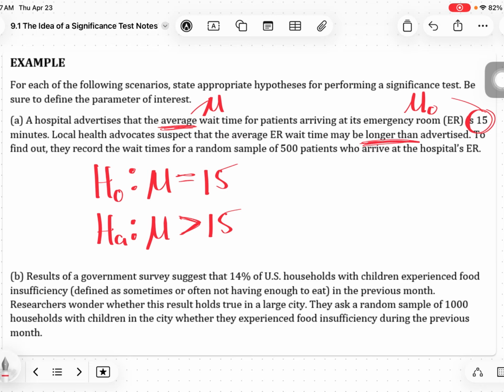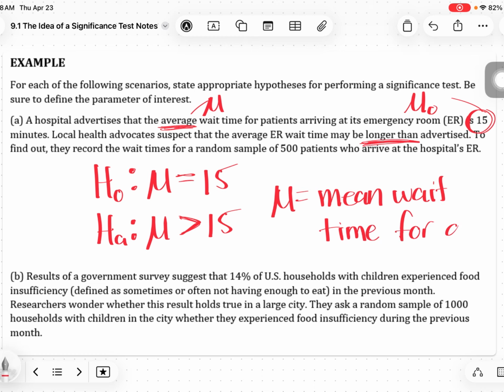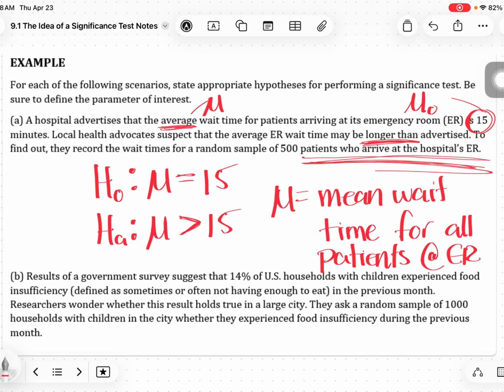And then we want to define what mu is. It is the mean wait time for all patients at the ER. A little shorthand there. And again, that is coming from the question, much like in a confidence interval.